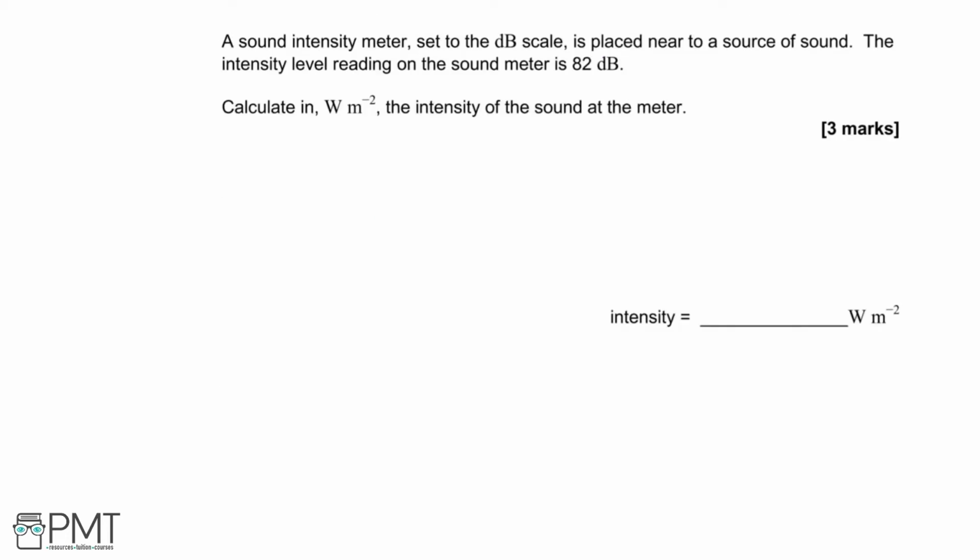A sound intensity meter set to the dB scale, which is the decibel scale, is placed near to a source of sound. The intensity level reading on the sound meter is 82 decibels. Calculate in watts per meter squared the intensity of the sound at the meter. Now, there's an equation that we're going to use for this. It uses logs. We write that down first of all.